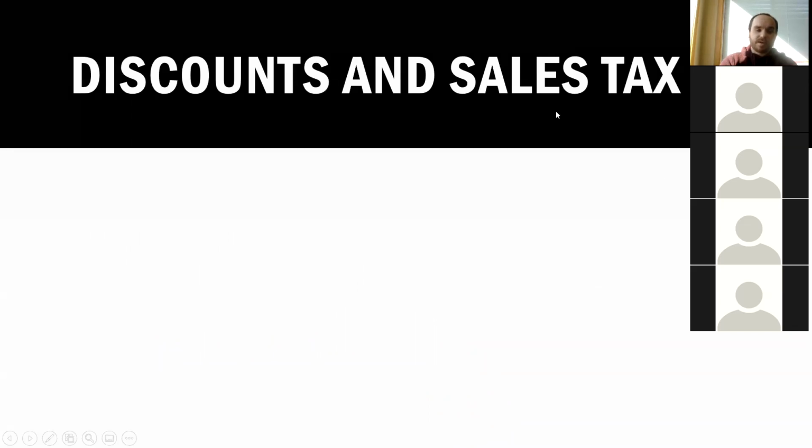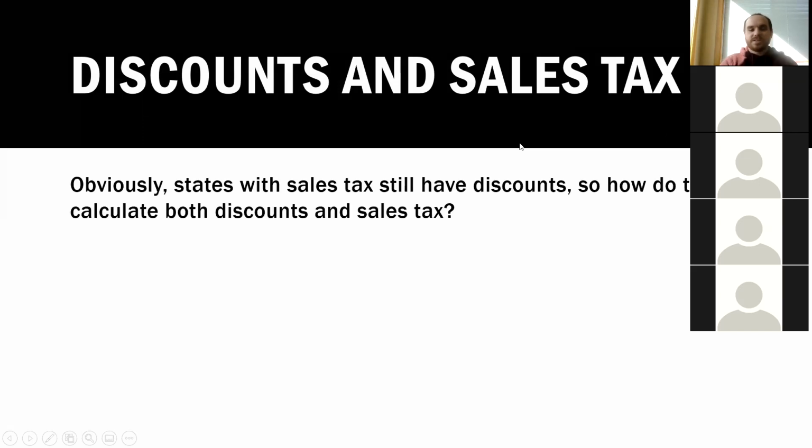Yep, we are. All right, discounts and sales tax. So states like Washington and other states that have sales tax still have discounts on things. They still have sales and so on. So what happens when you have both a discount and a sales tax? If you calculate the sales tax first and then calculate the discount, you're going to get a different amount than if you calculate the discount first and then do the sales tax.